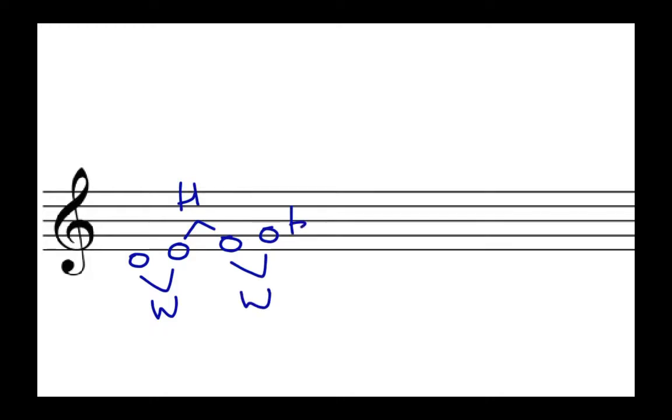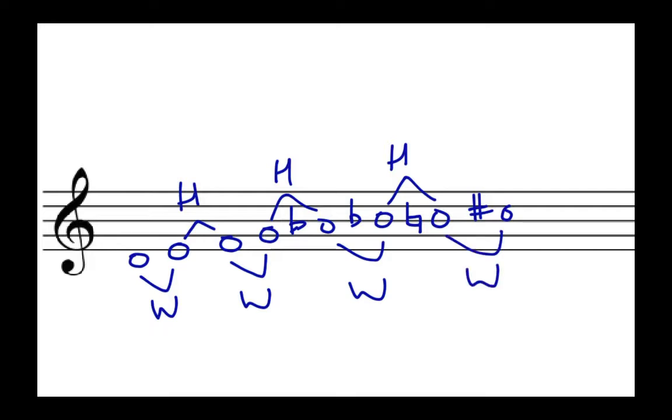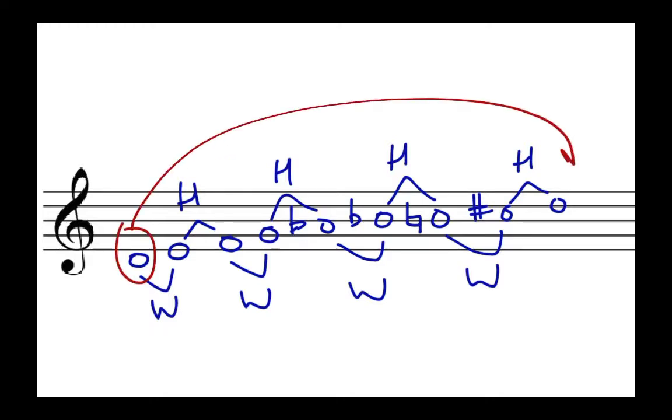then half step, A flat, then whole step, B flat, then half step, let's call this B natural, and then whole step, C sharp, then half step, D, and we're back to where we started, right? So this is the D diminished scale.